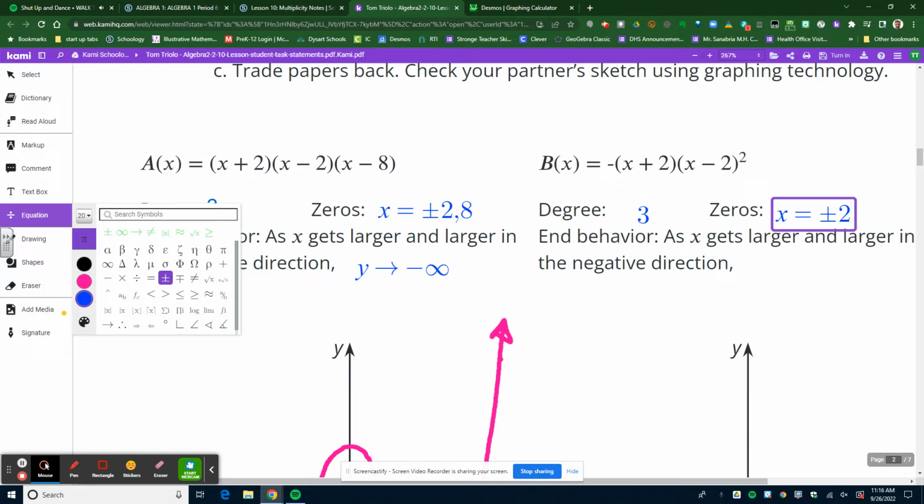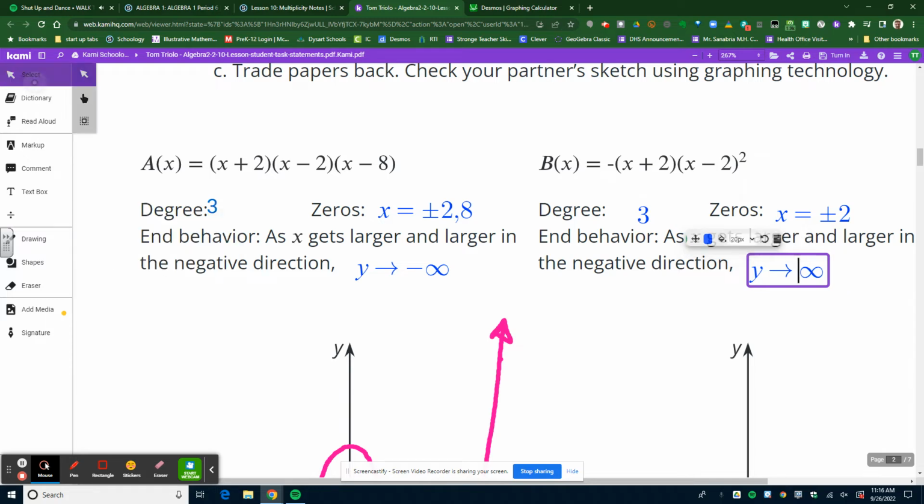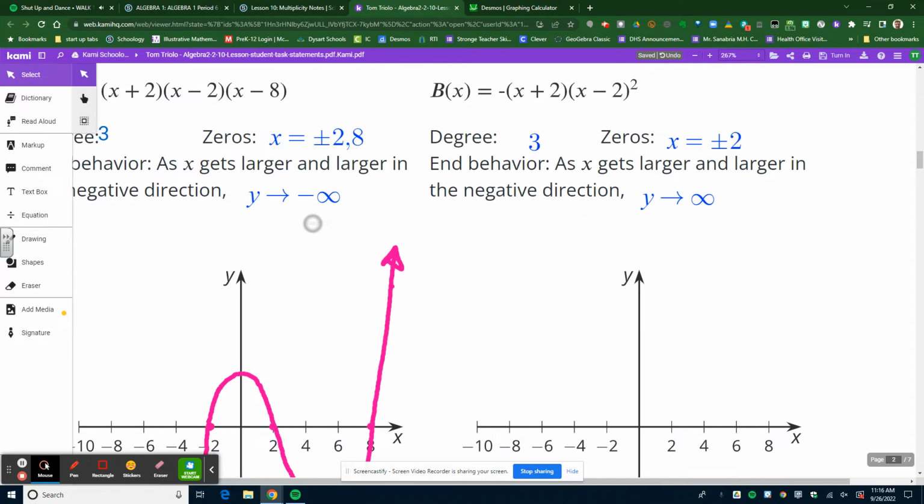So let's talk about the negative in front first. What does a negative do? It takes all my y's that were positive and makes them negative, and all the ones that were negative makes them positive. So what should happen to my end behavior? Instead of going to negative infinity, you go positive infinity. So I can copy and paste here. Control A, Control C, Control V, but I need to get rid of that negative sign.